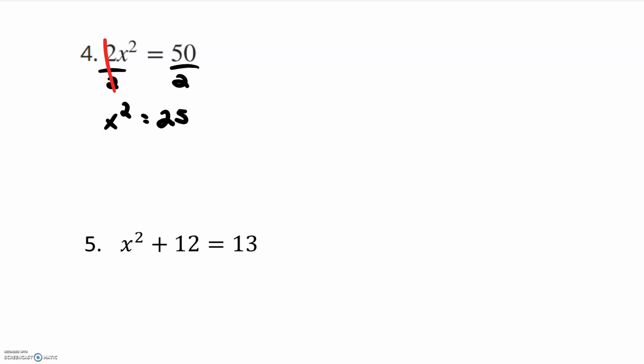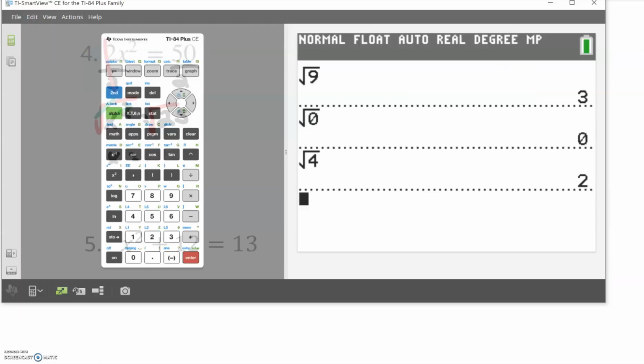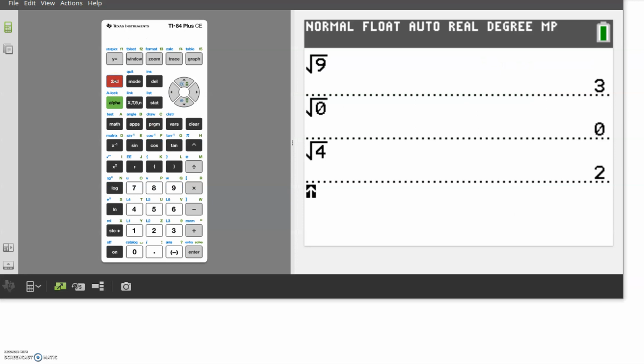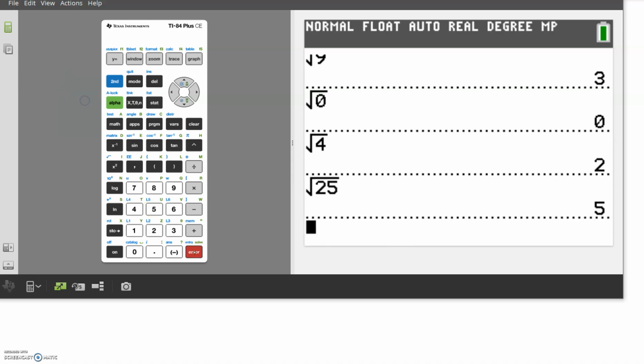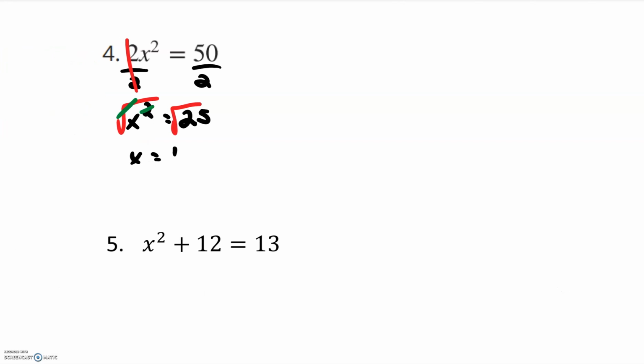Now I have something squared equals 25. I've got to get the x by itself, so I need to cancel that squared with the square root. x is equal to, now I take the square root of 25. It's 5. My final answer, sorry about that, is both positive and negative 5. I have two solutions, positive 5 and negative 5.